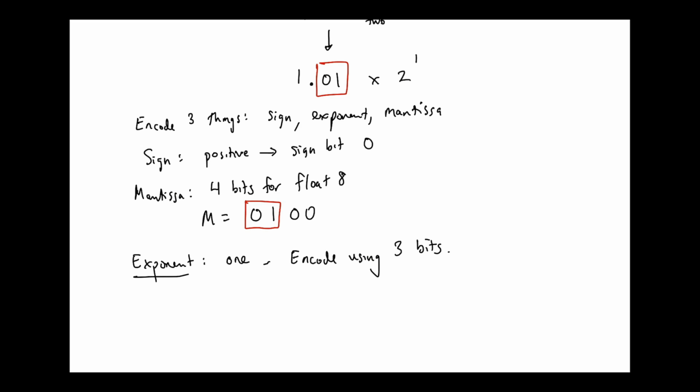3 bits. Now, why did I come up with the number 3? Well, if I have 8 bits total, I need to spend 1 on the sign, 4 on the mantissa. That leaves 3 left over for the exponent. And if we do this with 16 or 32 or whatever, the split between the different parts is a little different, but that's basically the idea here. Okay, so I'm going to encode this in 3 bits.